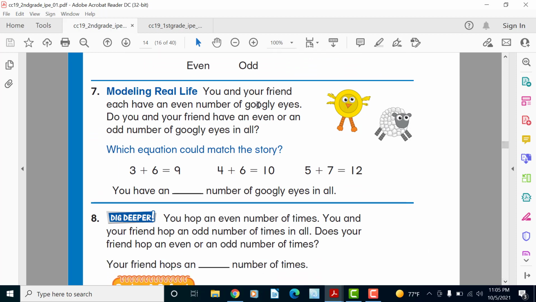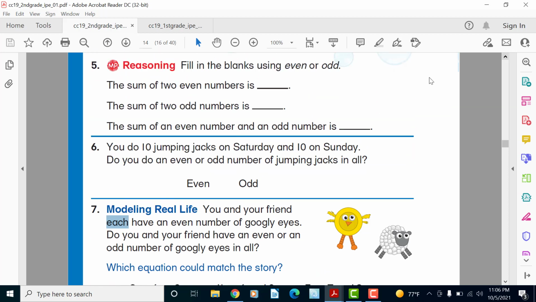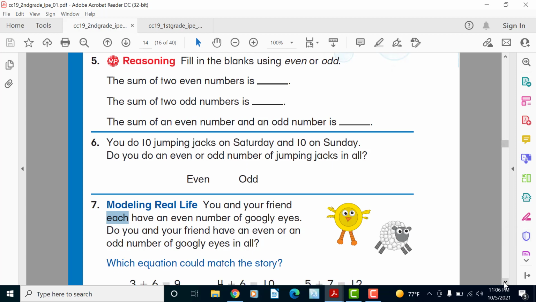You and your friend each have an even number of googly eyes. You see the little black and white eyes that you can glue onto things, right? Oh, wait, I misread that. So you have an even number and your friend has an even number. Do you and your friend have an even or an odd number of googly eyes in all? Well, if you have even and your friend has even, you can come back up here. The sum of two even numbers. That would be what that is.